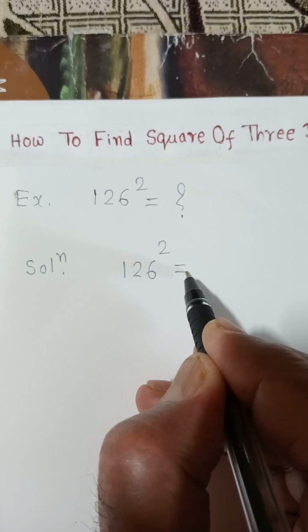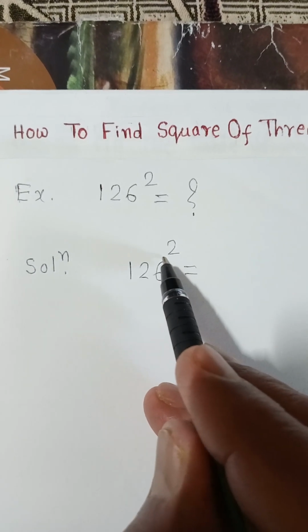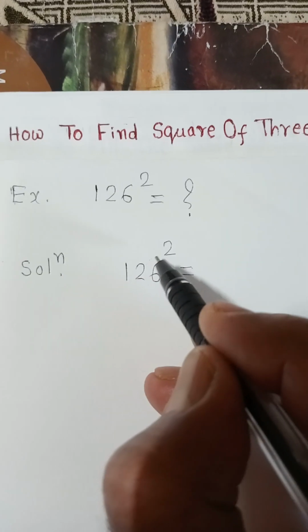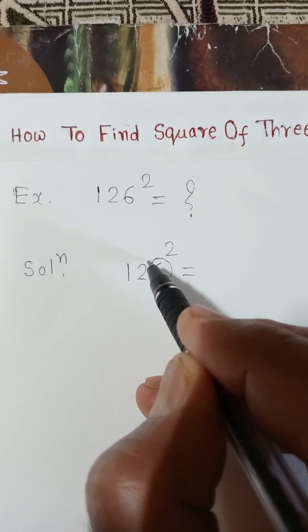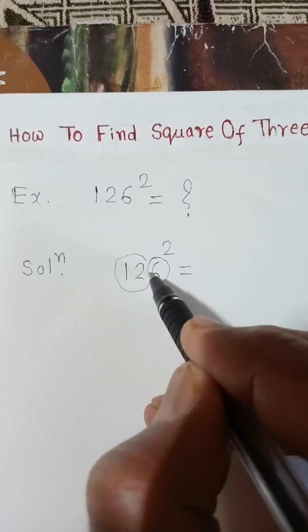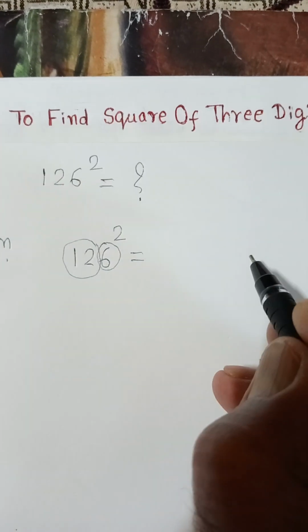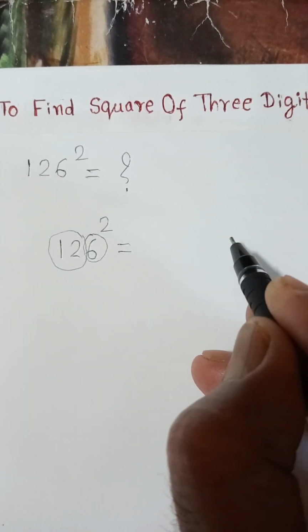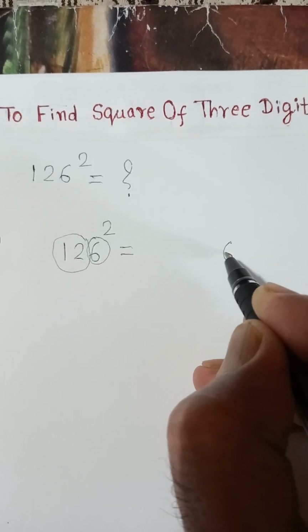is equal to, we have to make two parts. First is 6 and second is 12. First we have to make 6 square, that is 36. Write here 6, carry 3.